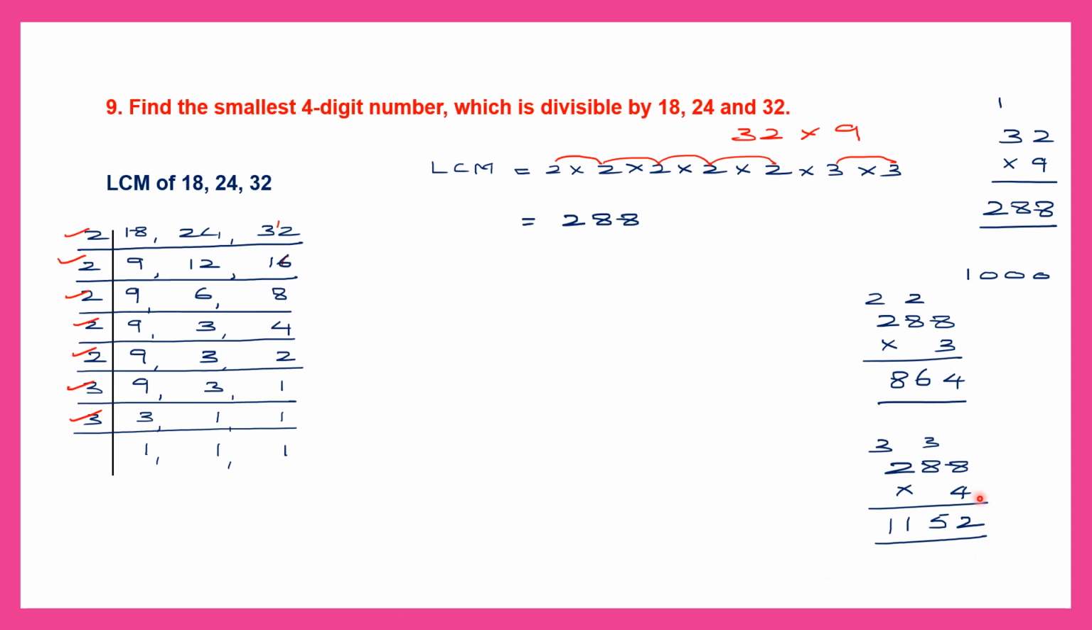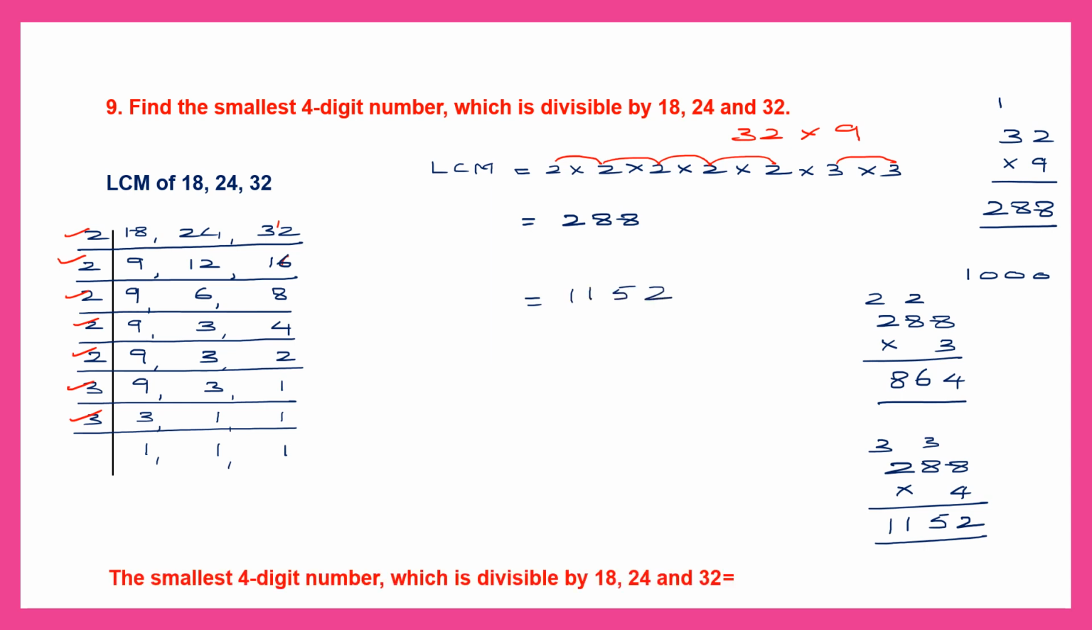1152 is the answer that you get when you multiply by 4. The number before that, when you multiply by 3, is 864, which is a 3-digit number. Now, if you multiply by 5, you will get a 4-digit number, but bigger than this. So this is the smallest 4-digit number, which will be divisible by 18, 24, as well as by 32. So what is our answer? 1152. So the smallest 4-digit number, which is divisible by 18, 24 and 32, is 1152. This is our final answer.